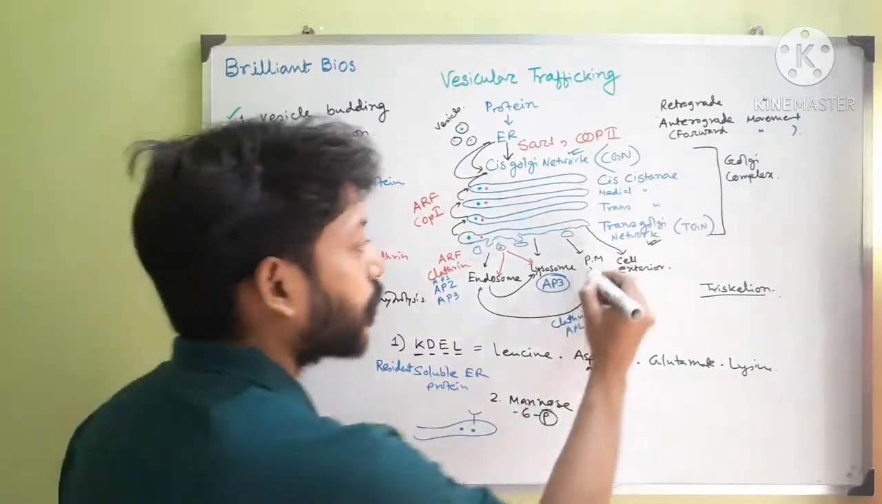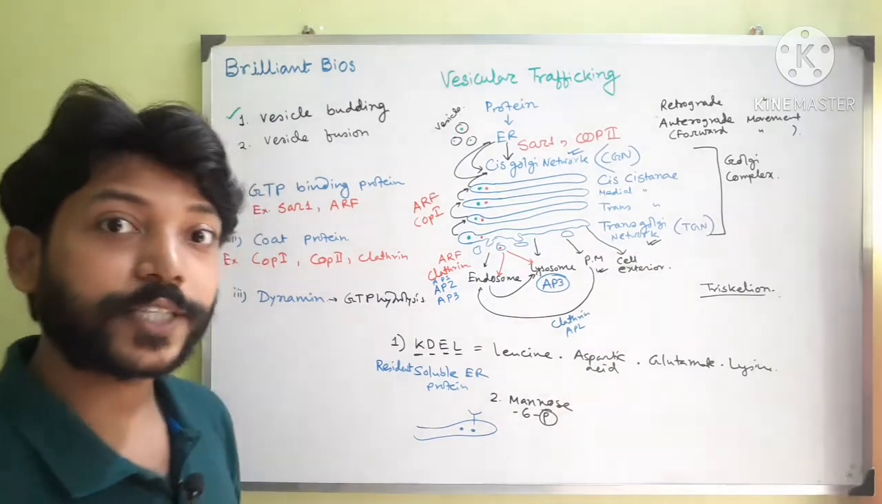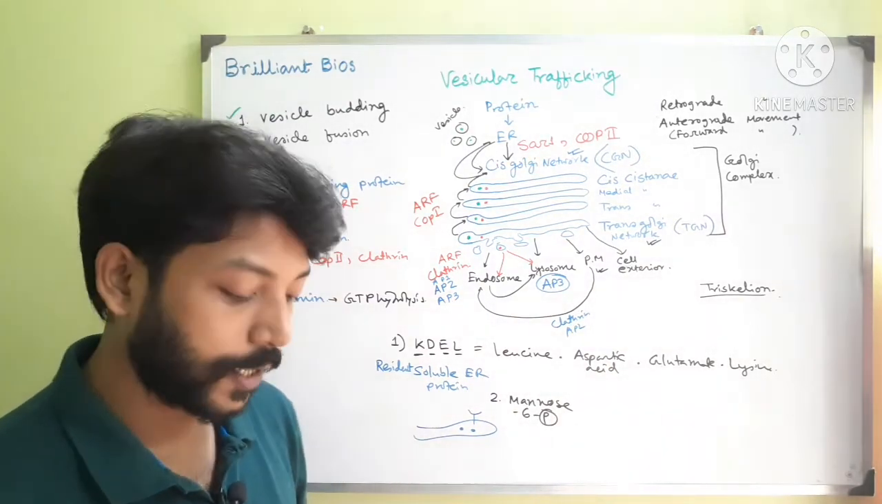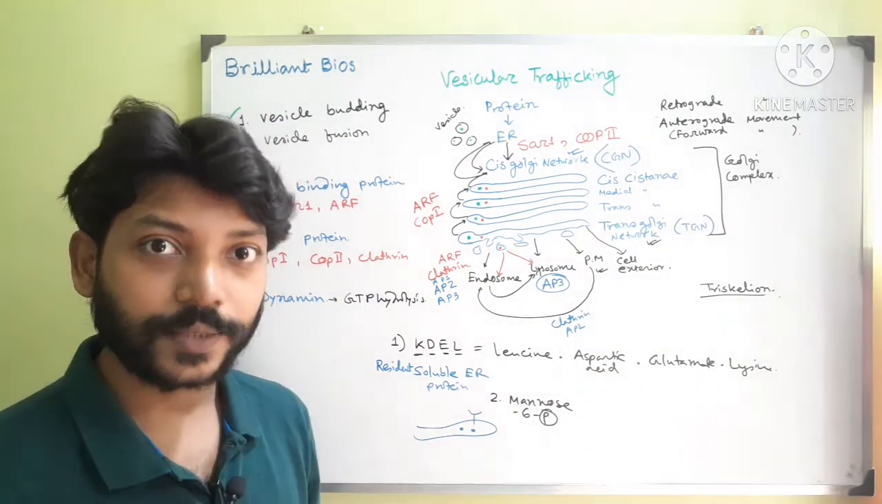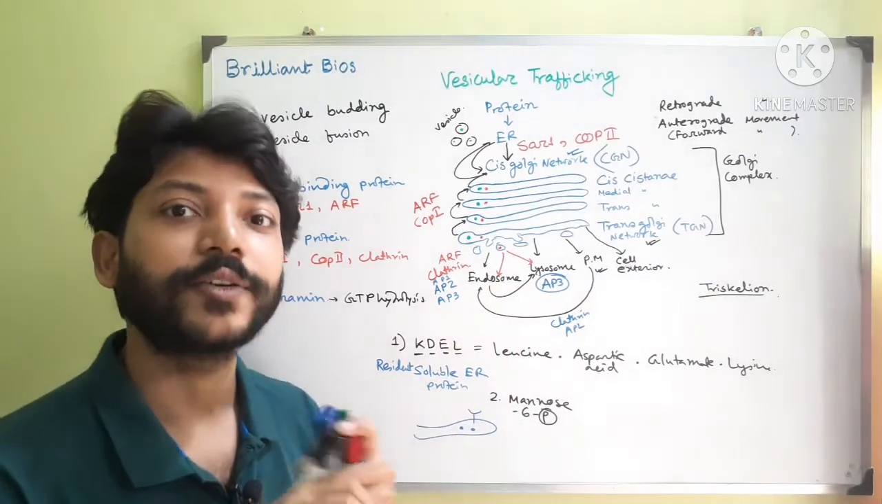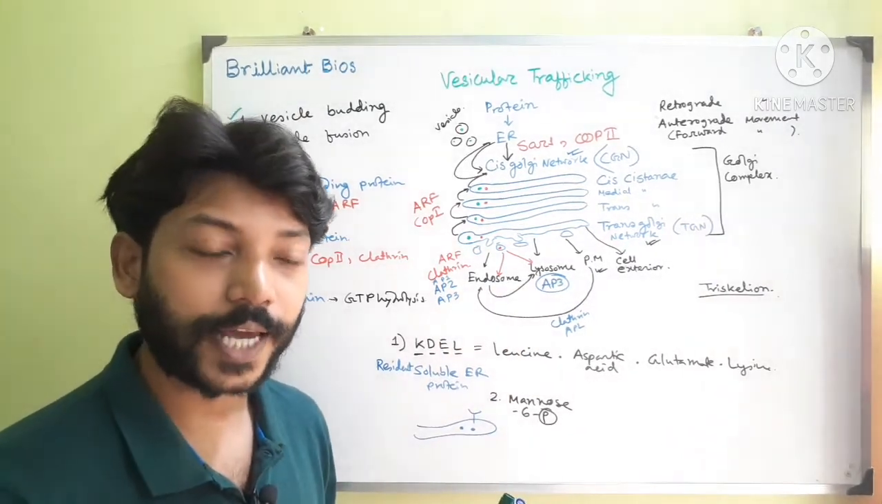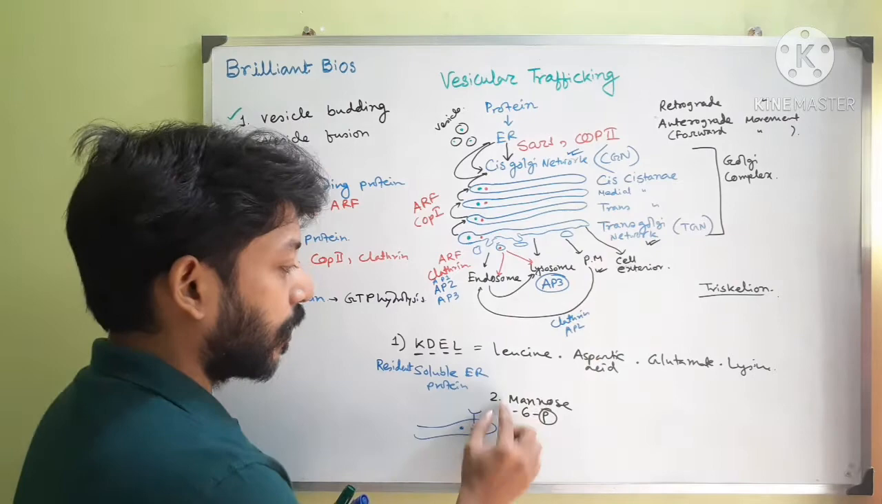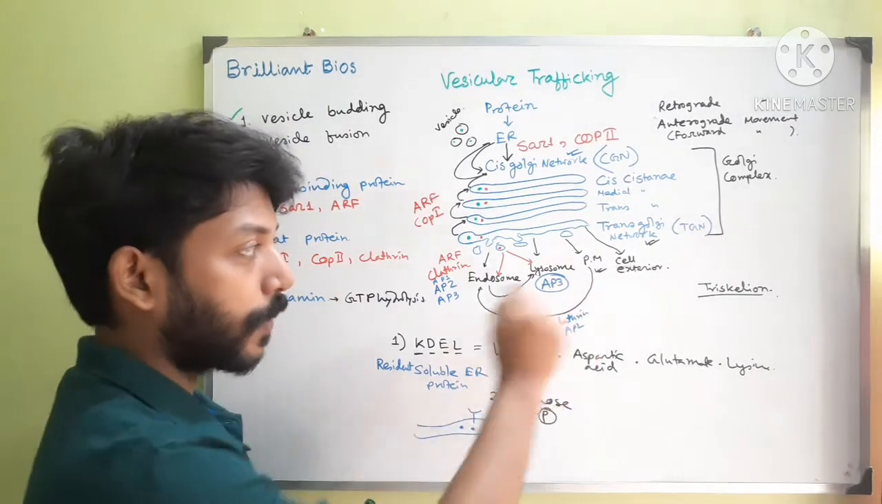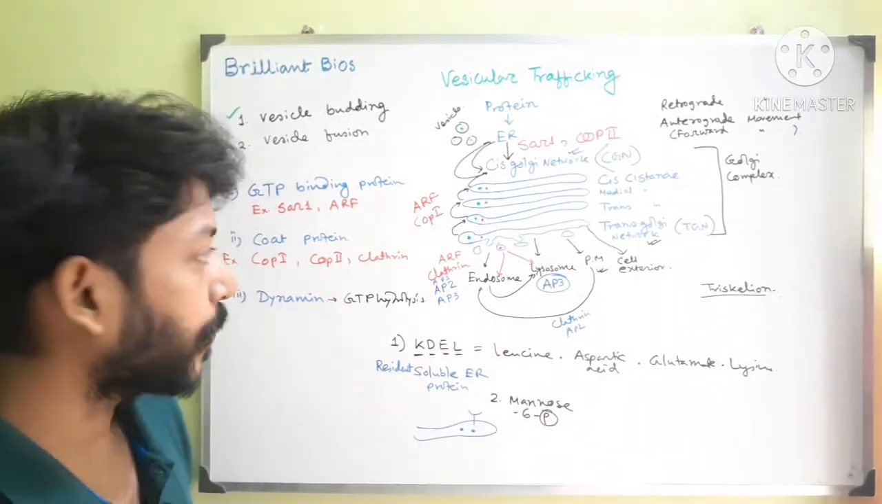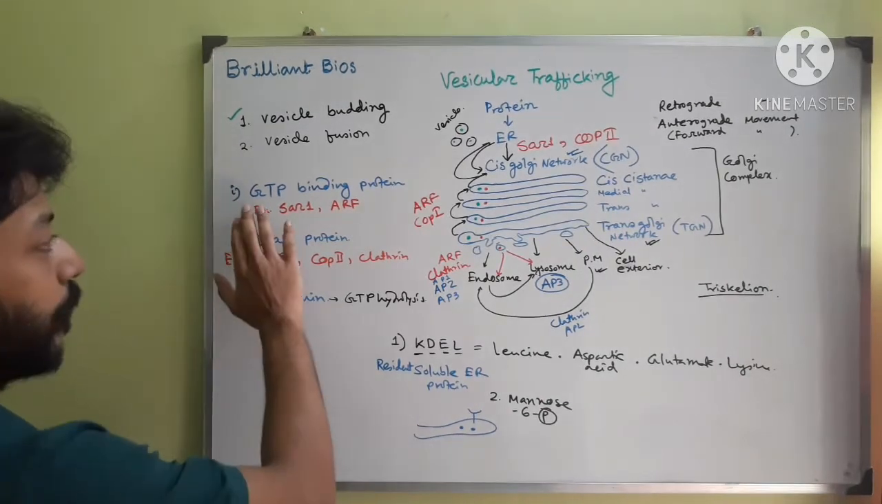And another example is the plasma membrane. Some receptors are also present in the plasma membrane. Why? Because during some lysis process, lysosomal enzymes can be secreted out, and these enzymes are retrieved by the receptor present in the plasma membrane. Okay, so these are the helper proteins.